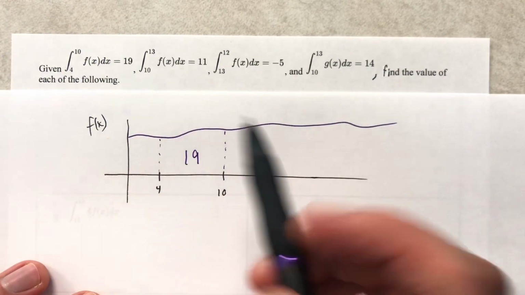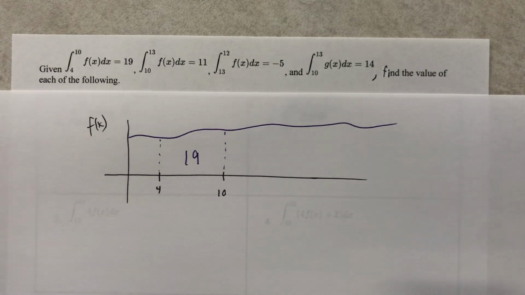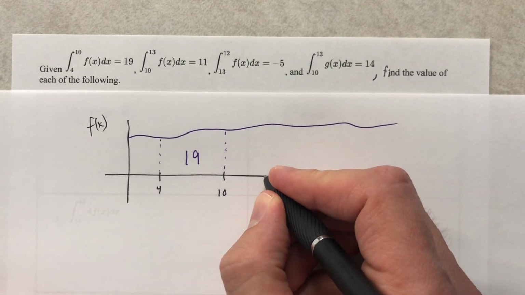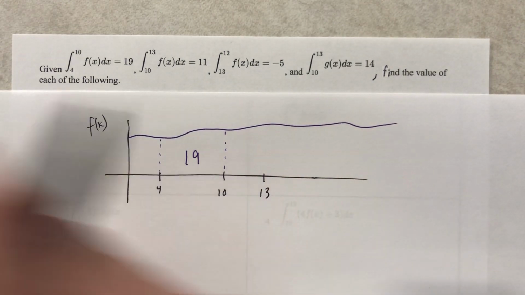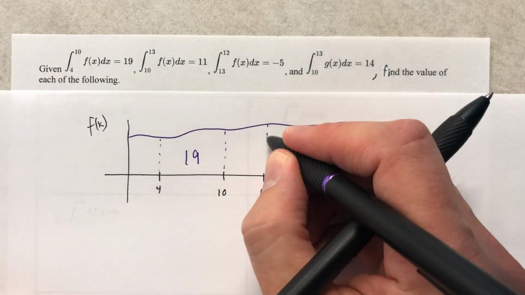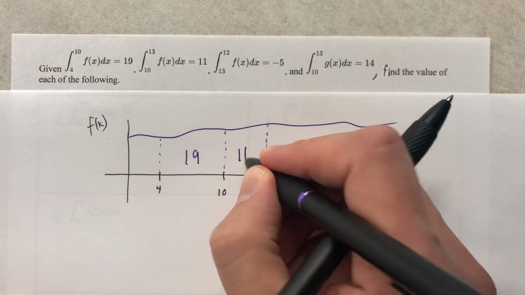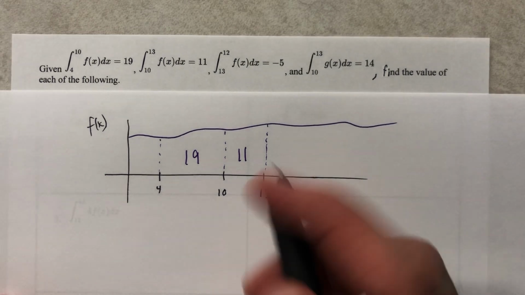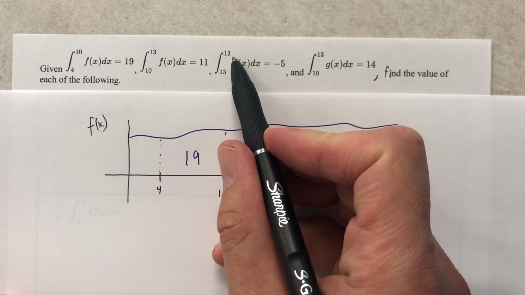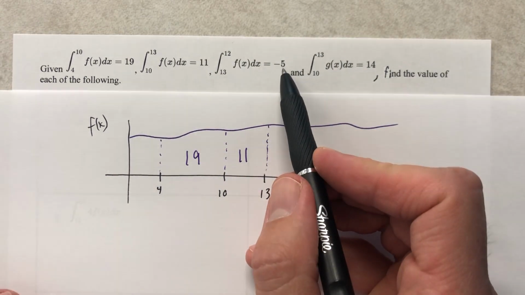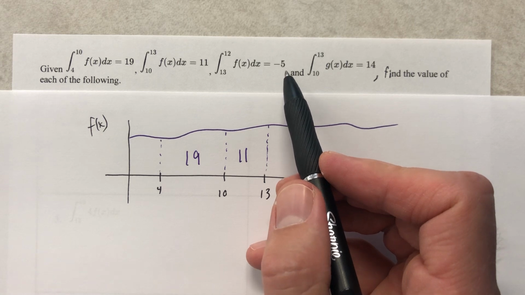The area from 10 to 13 is 11. Now, it doesn't have to look pretty or look like it's to scale. We're just using this as a reference, so 13. And this area is 11. And the area from 13 to 12, wait, that's backwards, is -5. So we'll deal with that one in a minute. That one's a little crazy.